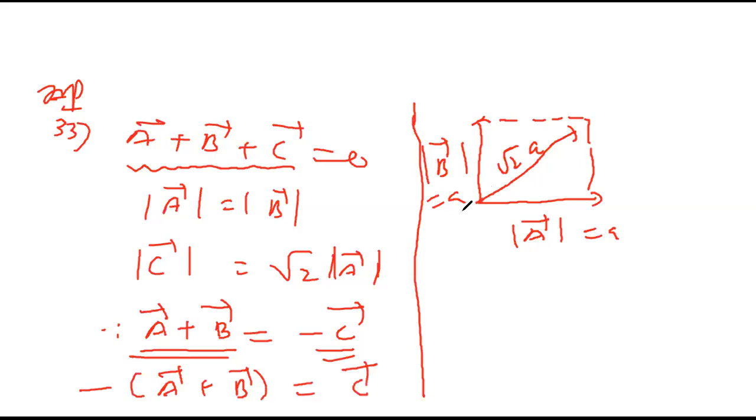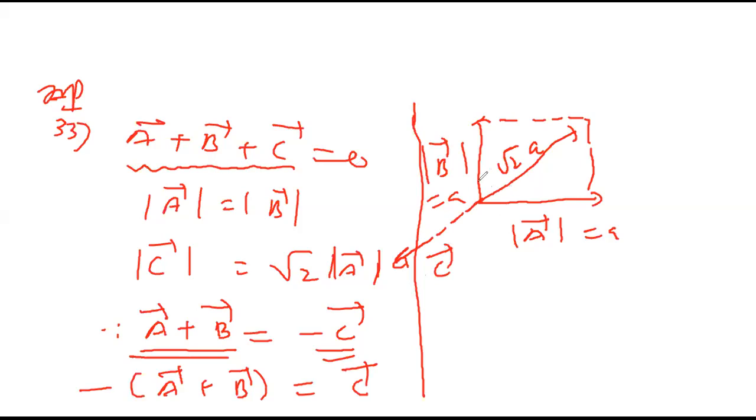Minus means its opposite, it should go this way. This is C bar. Any doubt in understanding? Root 2, two vectors are equal. That means perpendicular, that is fixed. But the condition is the total is 0. So the third should be the opposite of the resultant.